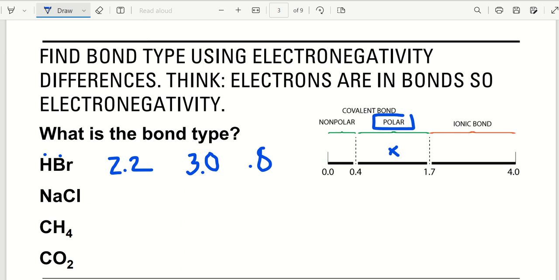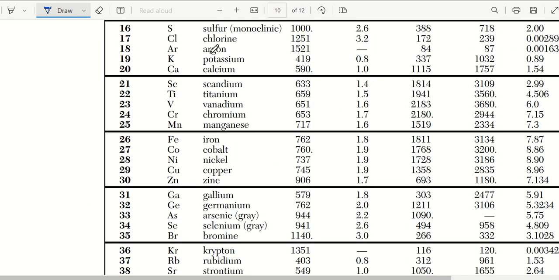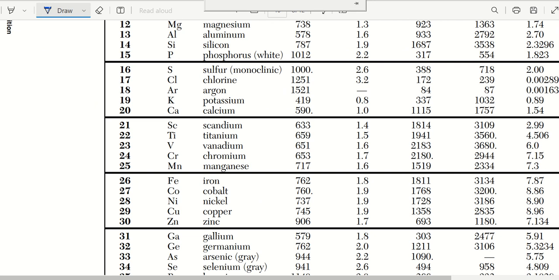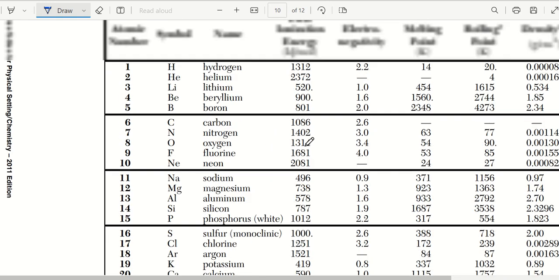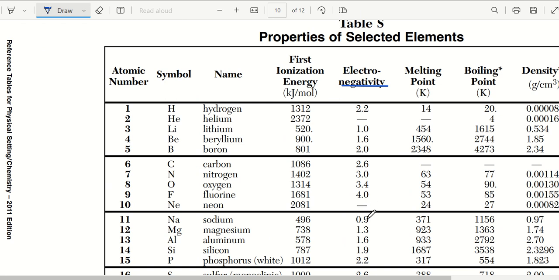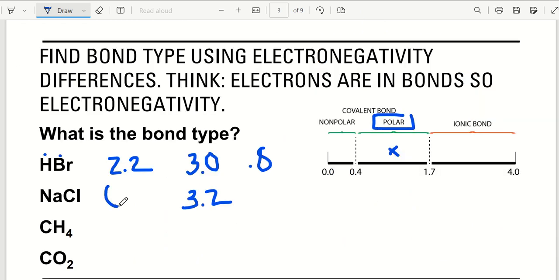Na and Cl. All right, so Cl right here, 3.2. And then Na is 0.9. What do I get when I subtract those? 2.3. It doesn't matter what order, just always go biggest minus smallest. And that puts it here, so ionic.